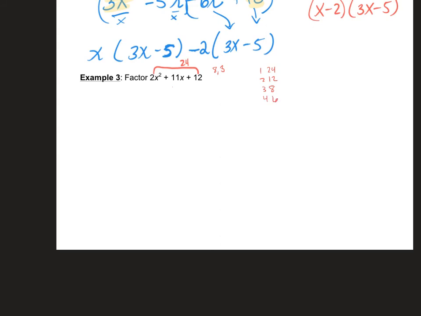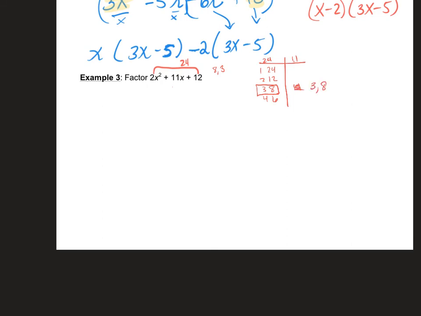And I think that takes care of that, but we see right here that, oh, that's not what I want. Wait, multiply to 24 and add to 11. Yes, that is what I want. That's why I probably should do this. 24 and 11, that's what we wanted. Oops. And so I'm going to take those positive 3 and positive 8.